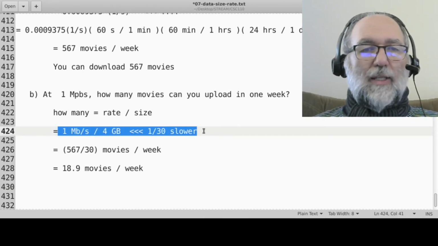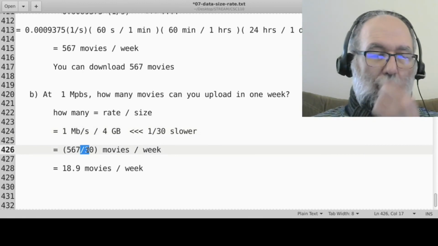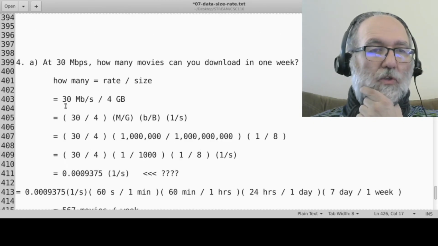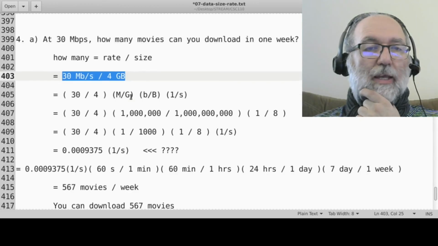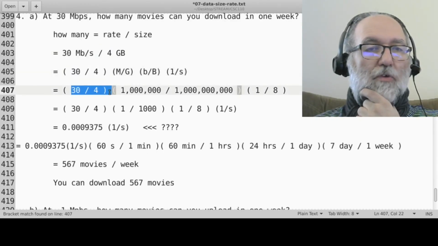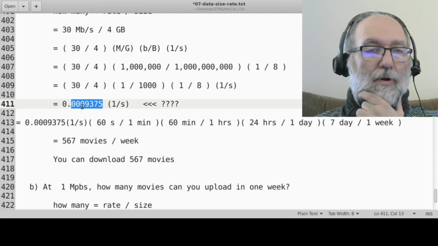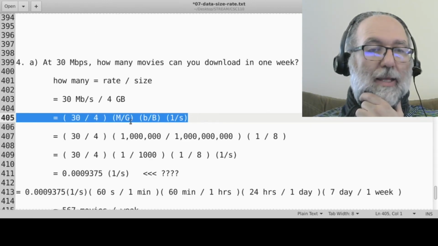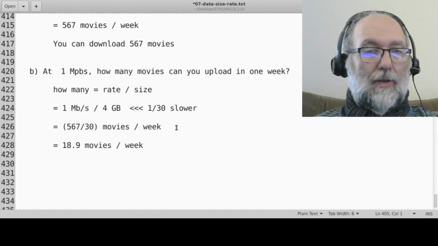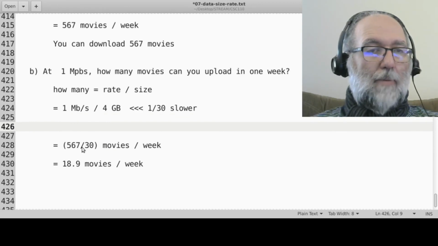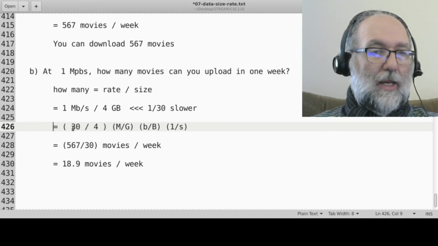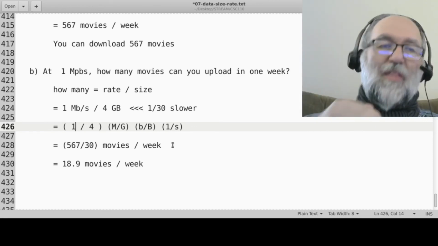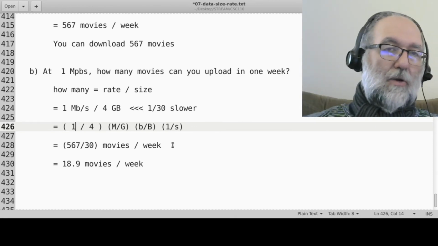So if you're wondering, what did I just do here? Why did I just divide by 30? Well, let's go through the previous problem here. So here we had 30 megabits per second divided by 4 gigabytes. And so here we had 30 divided by 4, 30 divided by 4, 30 divided by 4. We get this number, and then it works out to this. But now, instead of 30, we have 1. If you continued, the next line would be exactly the same line, but now, instead of 30 here, we would have 1. In other words, each line would be 1/30th of the previous line, okay?